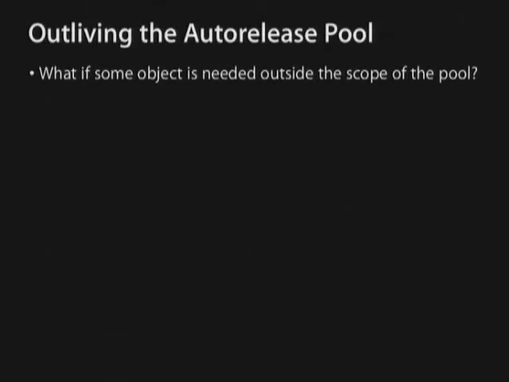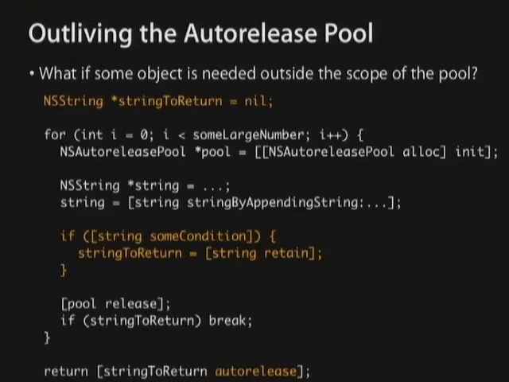So what if you need some of these objects outside the scope of your pool? Well, this is an example where you have your pool up at the beginning. You call something that returns an autoreleased object. You check some condition, but you need that string at the end after you pop. So retain the string here, and then you release the pool. This is similar to the early return I was talking about before. You don't break until after you've handled your memory management. And then you have the string still out here, outside the scope of your loop, to do what you wish.